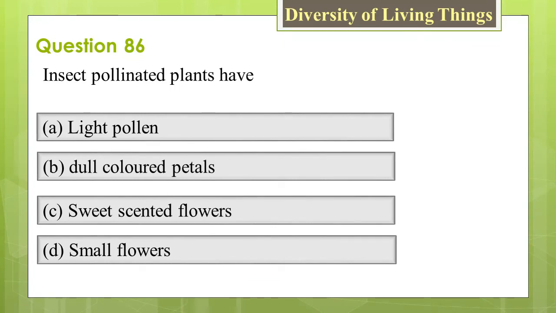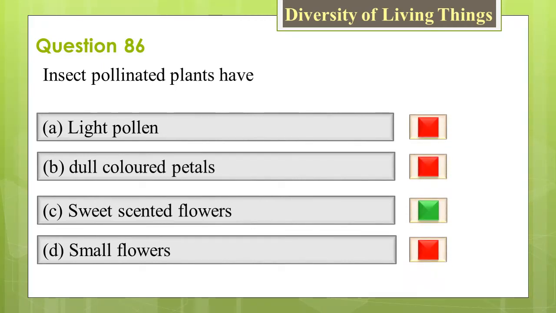Question 86. Insect pollinated plants have A. Light pollen. B. Dark colored petals. C. Sweet scented flowers. D. Small flowers. Which one of the following alternatives is the best alternative? The best alternative is C. Sweet scented flowers.